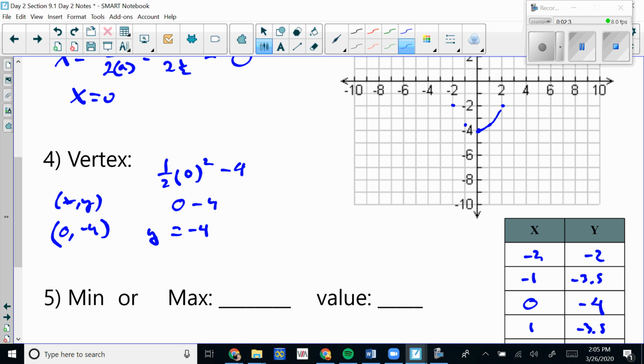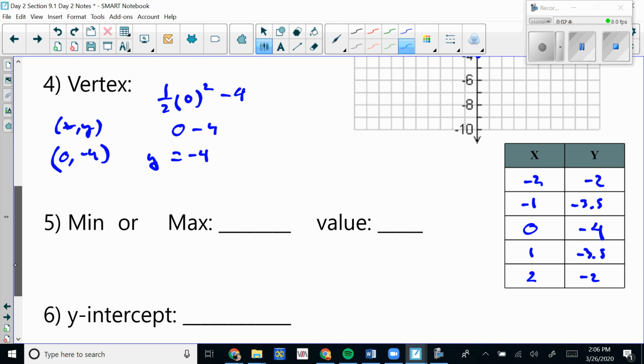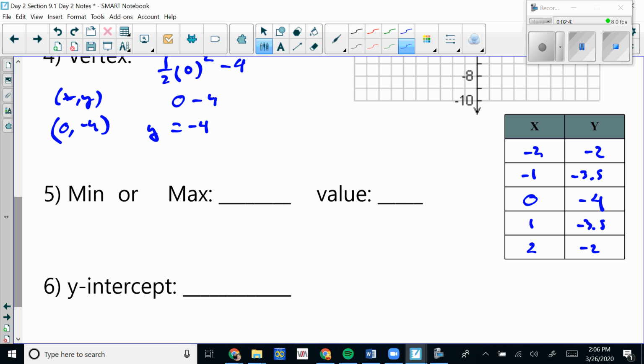So this one, you can see it's a little bit wider than some of the other parabolas we've had because our a term was a fraction. It was smaller than 1. Since this does open up, we are going to have a minimum value. And we don't need to write what the value of that is.